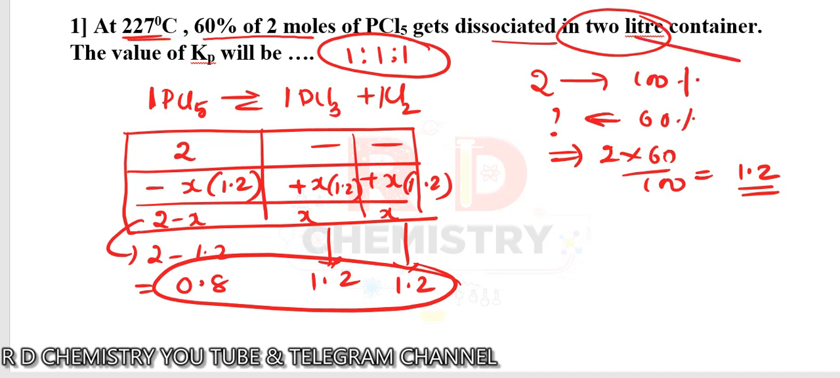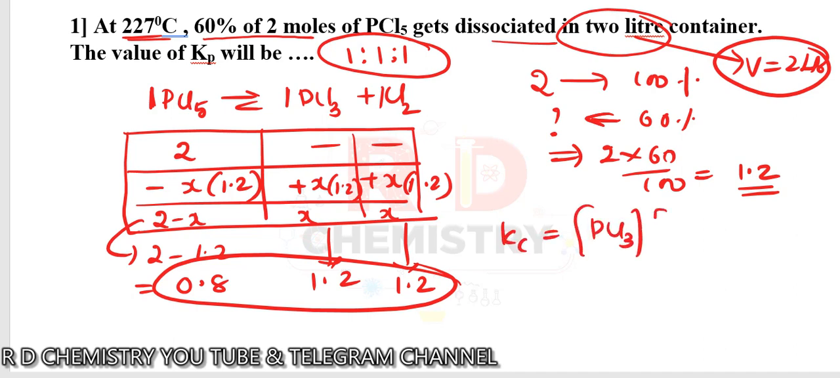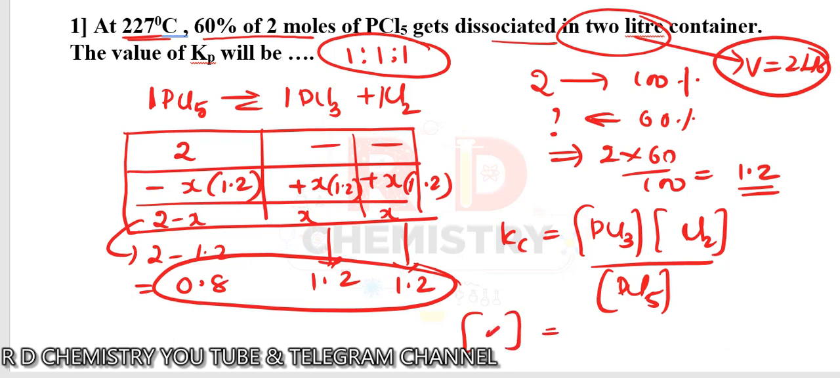Also remember, students, they have given the volume. Volume is equal to 2 liters. This is very important to find out the Kc value. We can't directly write Kp. We'll have to write Kc. So Kc is equal to the concentration of PCl3 into the concentration of Cl2 divided by the concentration of PCl5. Students, how do you calculate concentration? Concentration is equal to the number of moles at equilibrium divided by the volume in liters, students.